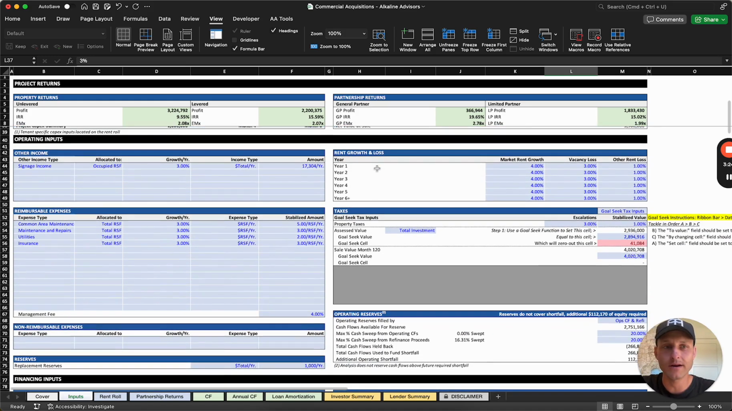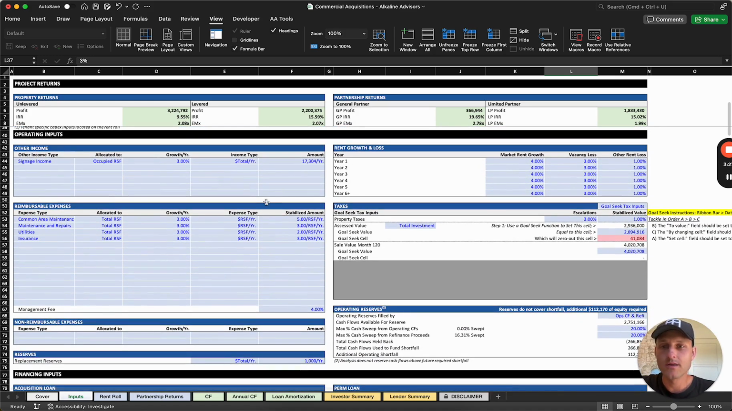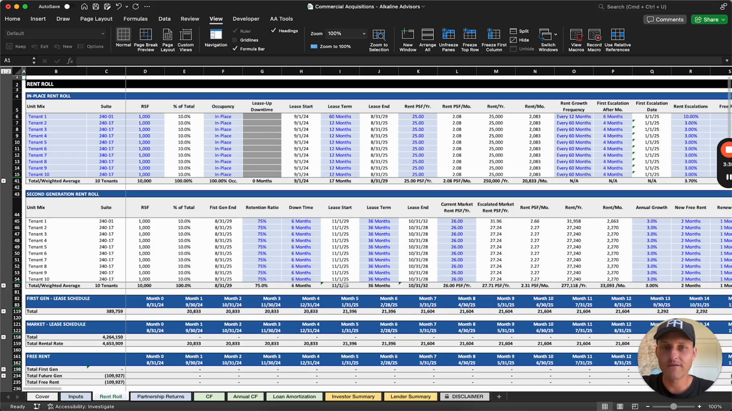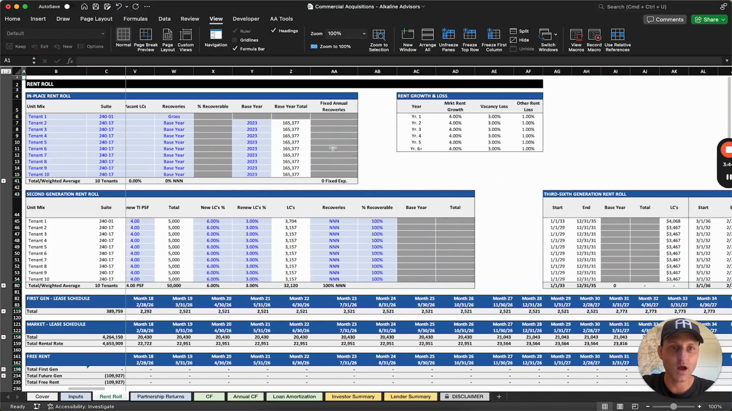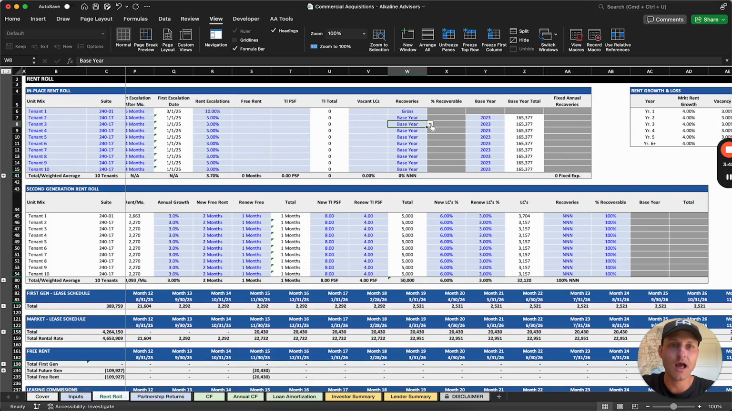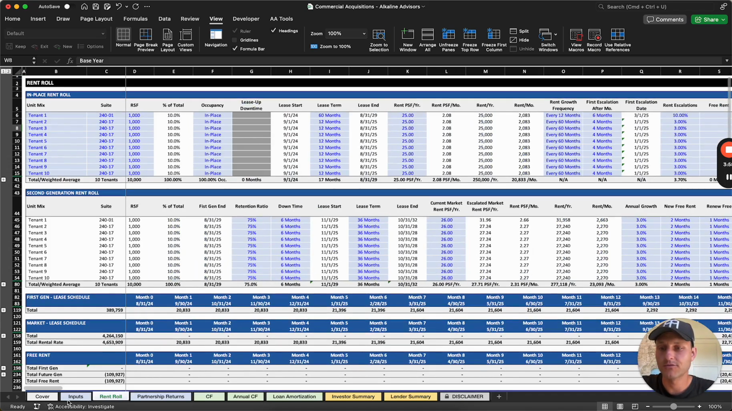Underneath that, we have operating inputs. The operating inputs are really separated into two sections. This is general operating inputs on the inputs tab. And then we'll get into this next tab in a moment, but we have the rent roll. This is where each tenant specific input will be housed for the leases and whatnot. And this is not just revenues, but also expenses and expense recoveries, so to speak. The expenses themselves are on the inputs tab, but the recoveries are on this rent roll tab.